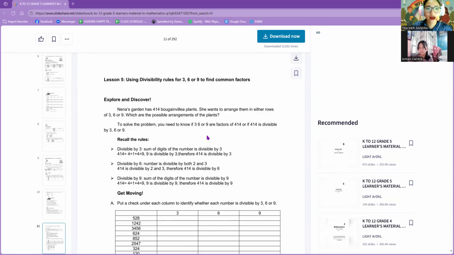Okay, so lesson 5 na tayo, which is using divisibility rules for 3, 6, or 9, to find common factors. Okay, before we start, is my voice clear? Okay, hold on.